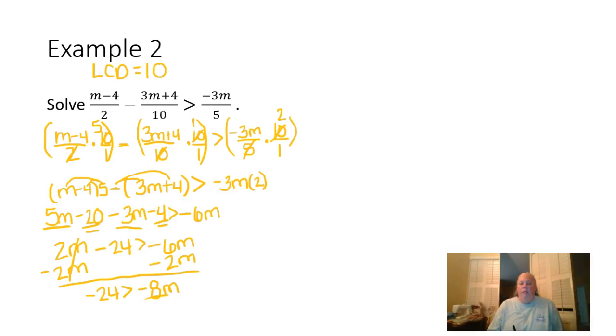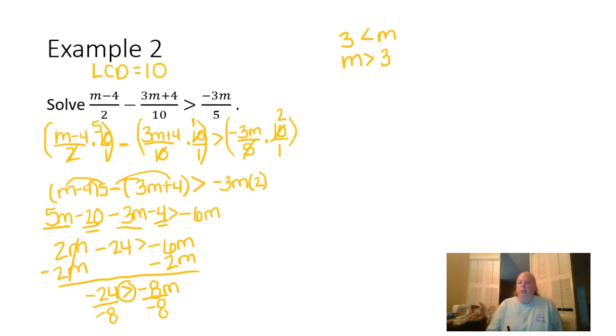To solve for m, we'll divide by negative 8 on both sides, and since I'm dividing by a negative number, I want to remember to turn the sign around in the other direction. So 8 goes into 24 3 times, and 3 is going to be less than m. Well, if 3 is less than m, then it must be true that m is greater than 3.